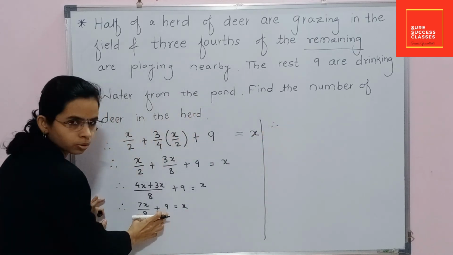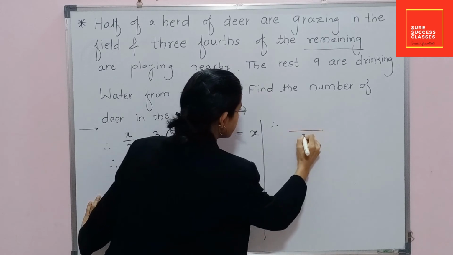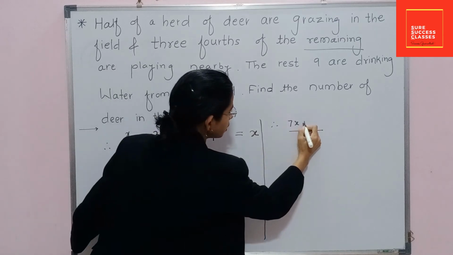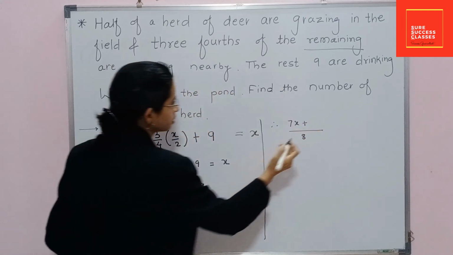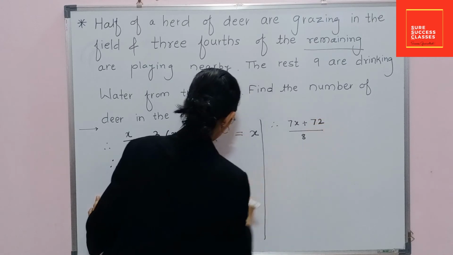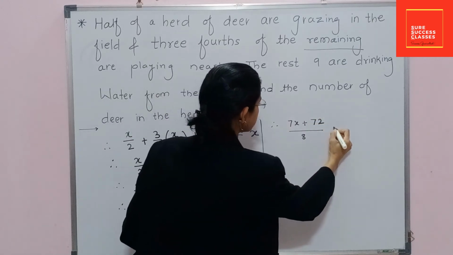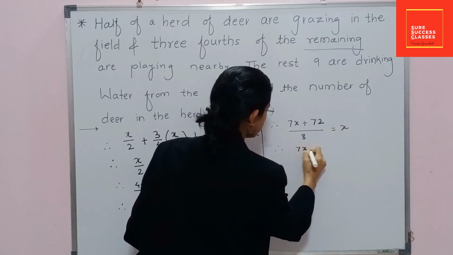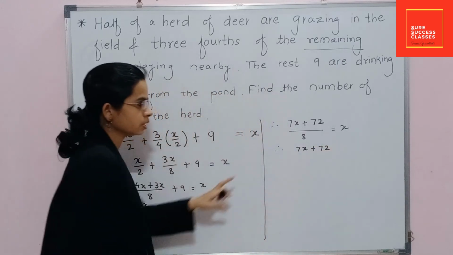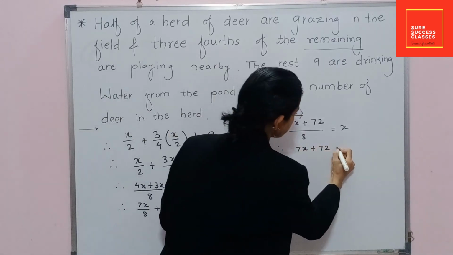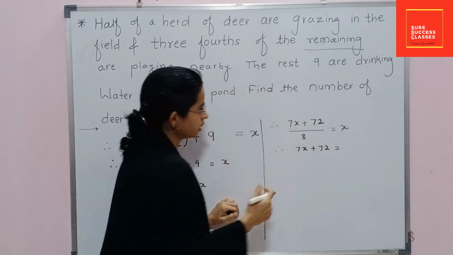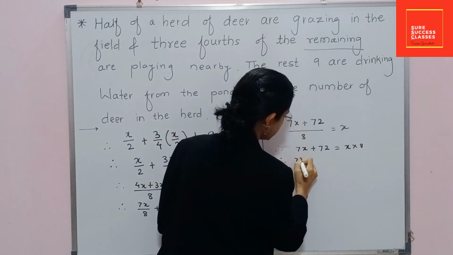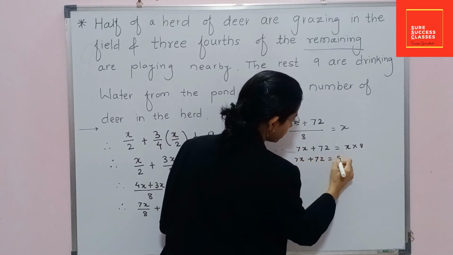We will take the LCM of these two terms, 8. 7x plus 9 into 8 will get 72 is equal to x. So 7x plus 72, this 8 is in division. When we shift it to right hand side, it goes into multiplication. So 7x plus 72 is equal to 8x.